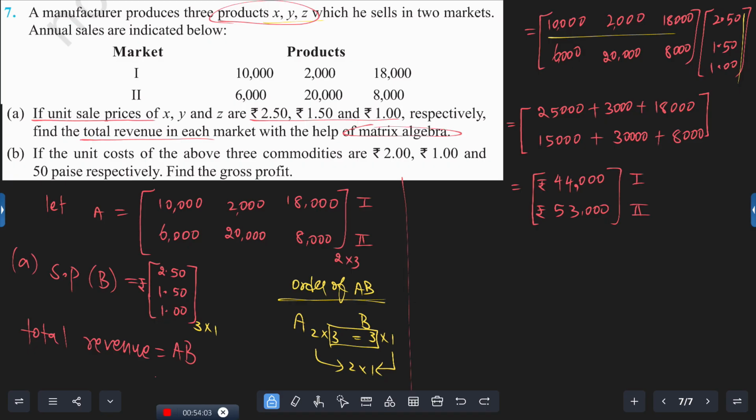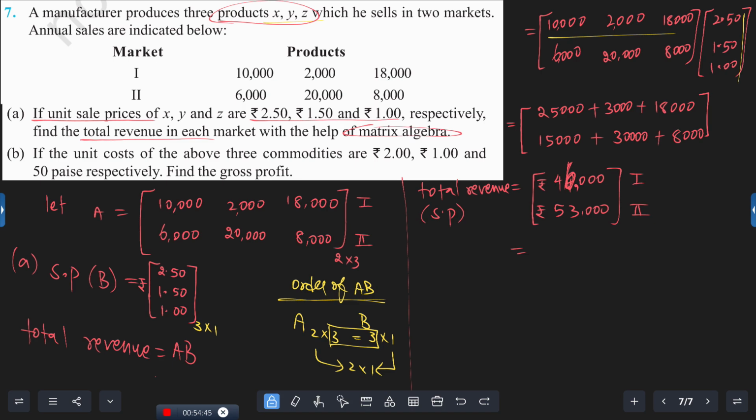First one: 25, 18, 3. Children, when you check, 11 plus 5 is 6, balance 1, so 46. Sorry, for this it will become 46. 53 is correct. Be careful when you add. So this is what you can say is the total revenue, or else the selling price of market 1 and 2.